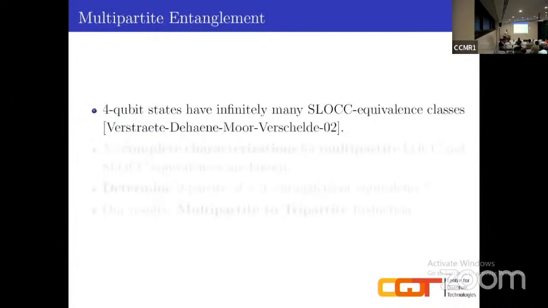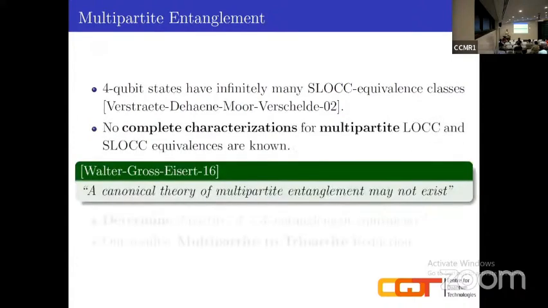But it was proved by Verstraete, Dehaene, Moor, and Verschelde that four-qubit states already have infinitely many SLOCC equivalence classes. And right now no complete characterization for multipartite LOCC equivalence or SLOCC equivalence is known. In a survey written by Walter, Gross, and Eisert, they guess that a canonical theory of multipartite entanglement may not exist.